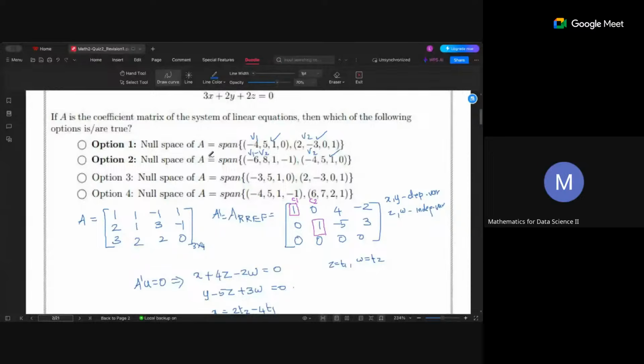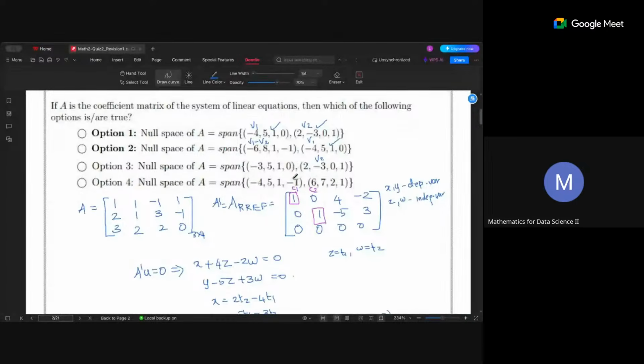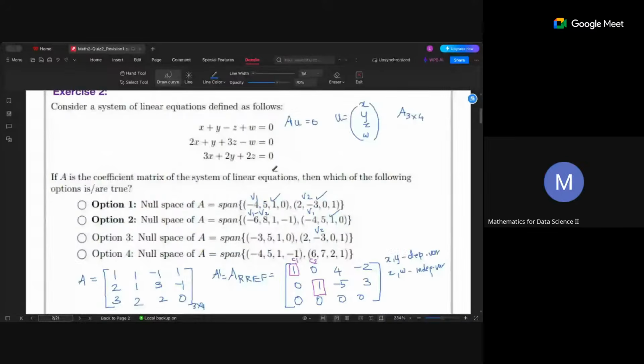Now here we are again having, so this is actually V1. So here in this case, we are having V2 here. What about this vector -3, 5, 1, 0? Is it there in the null space or not? When you multiply with this, whether you are getting it as 0 or not. For example, -3 plus 5, it is 2, and then -1, it is just 1, not 0. So this does not belong to null of A.